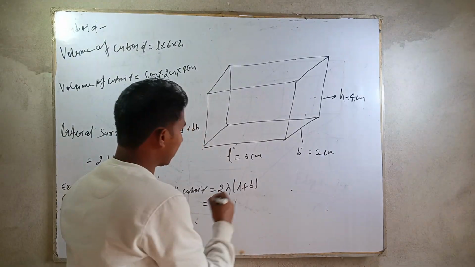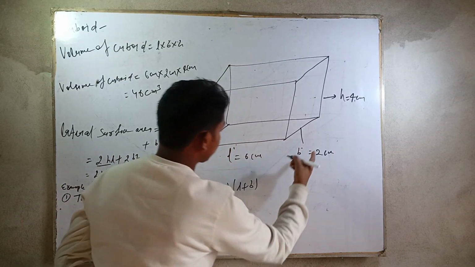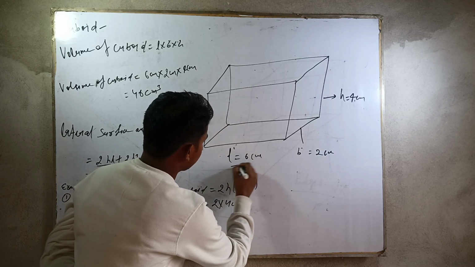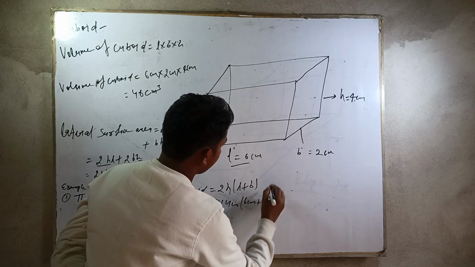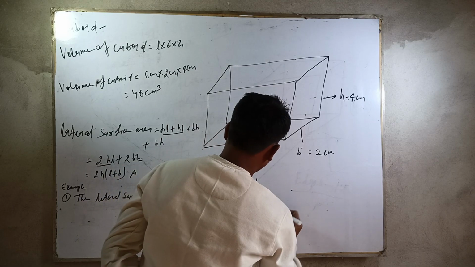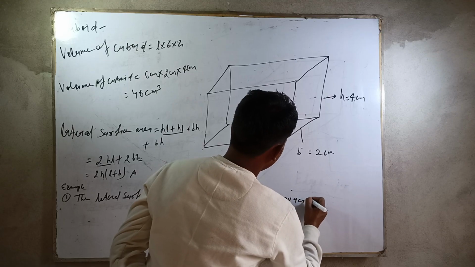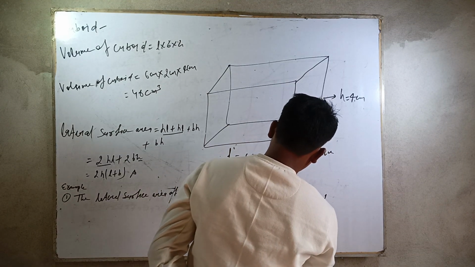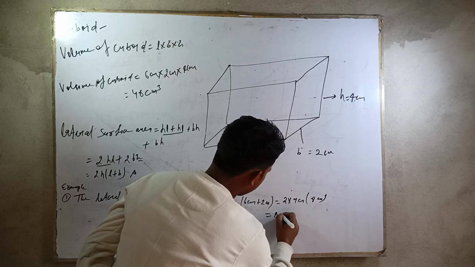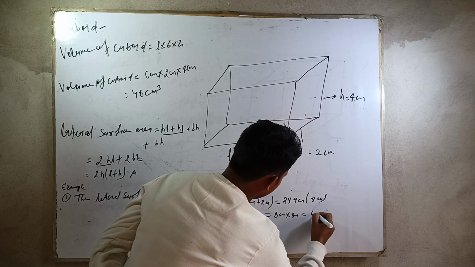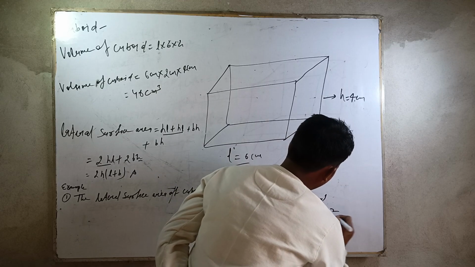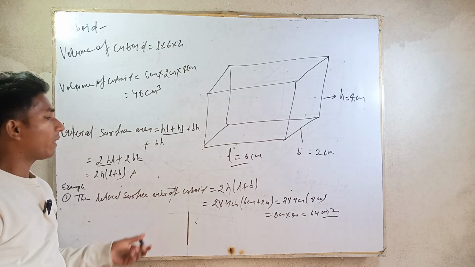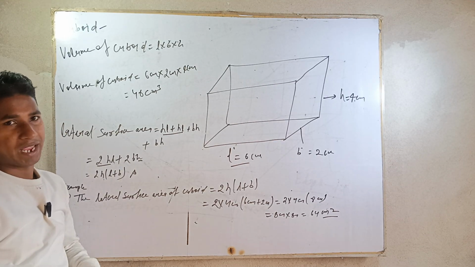Now I need to replace the values of all these things. H is 4 centimeter, L is 6 centimeter, plus B is 2 centimeter. Then it will be 2 into 4 cm cross 6 plus 2, that is 8 centimeter. Now its value is 8 centimeter cross 8 centimeter. That means 64 centimeter square will be the value of this lateral surface area of the cuboid. So by this process I can find out its value for a cuboid.